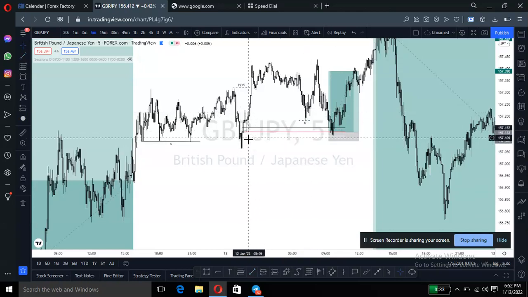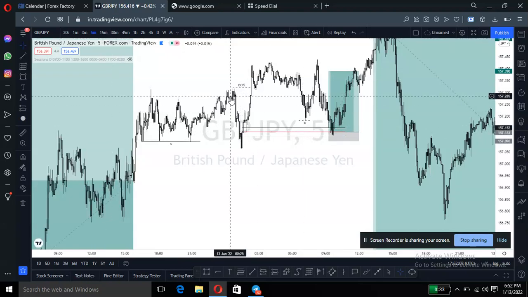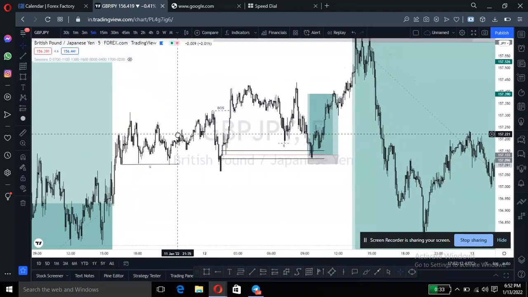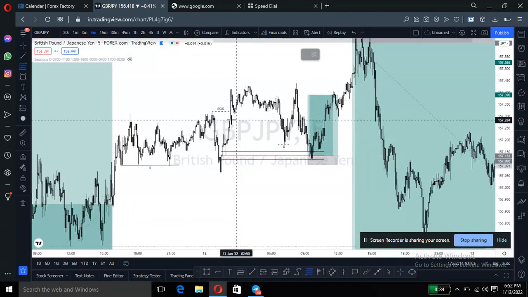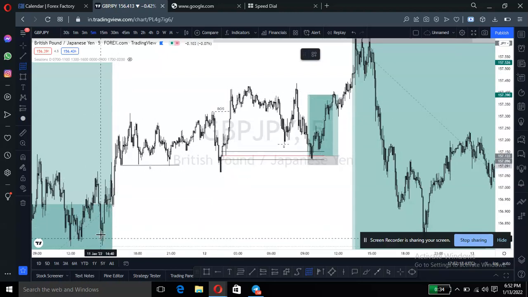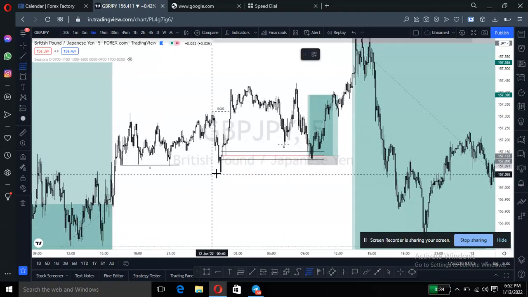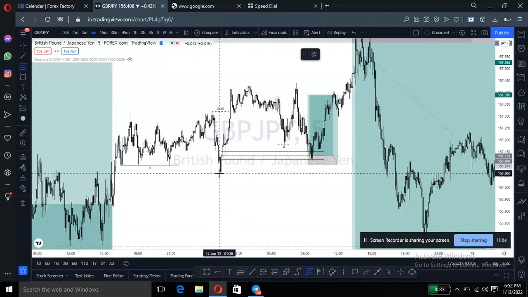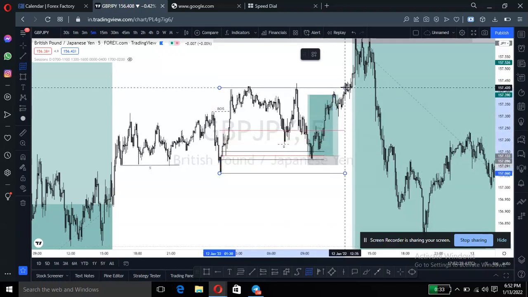Okay. And then this was the higher time frame that took out liquidity. This was the liquidity they took. And now remember the premium and discount stuff. This was our new range. Remember this was a higher high, lower high, and now they did a higher high. Okay. So this would be our new range.